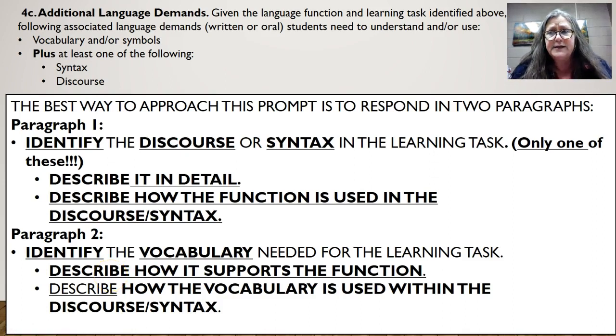So it doesn't have to be a long list. It can be a very short list. You just need to address it.